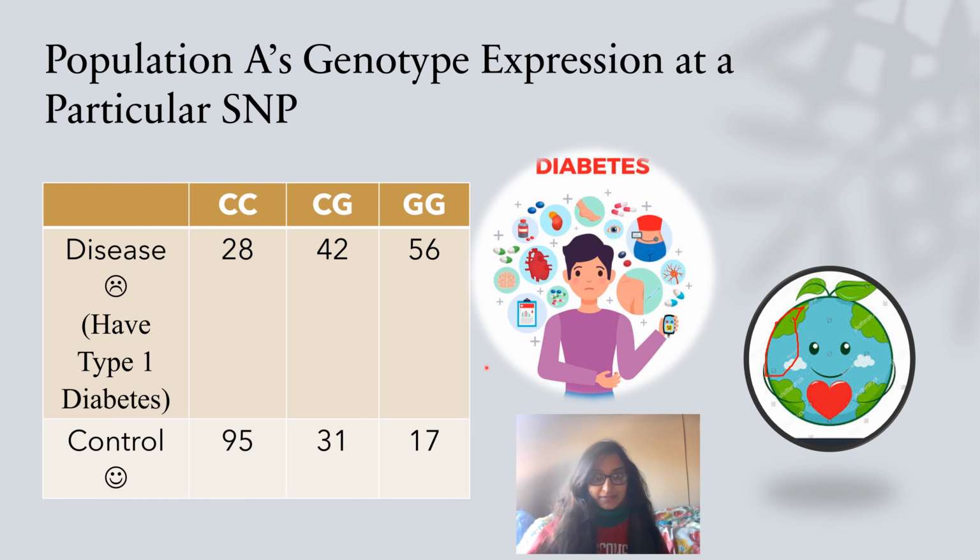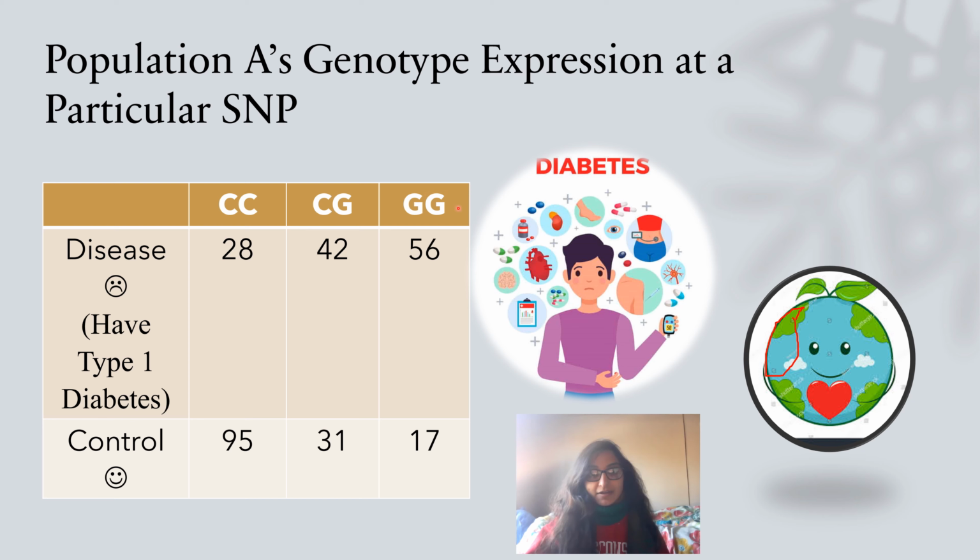So this is the case, the people with type 1 diabetes, the disease. And here is the control. These are the individuals who do not have the disease. And we found three main genotypes. Individuals have a C and a C, so one from mom and one from dad, or a C and a G, or a G and a G.